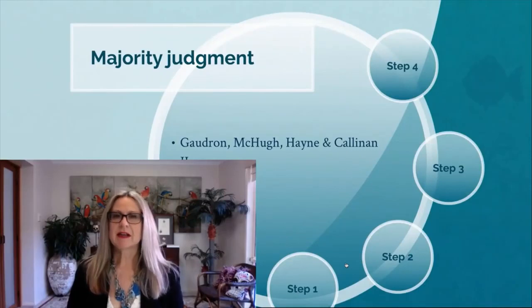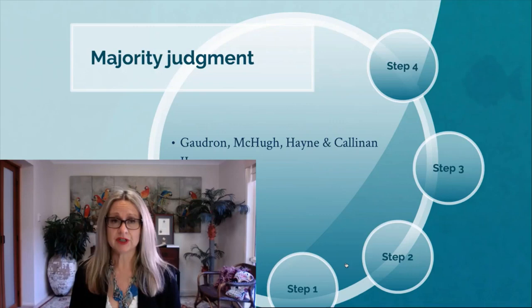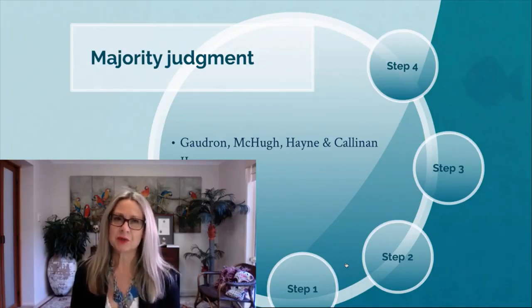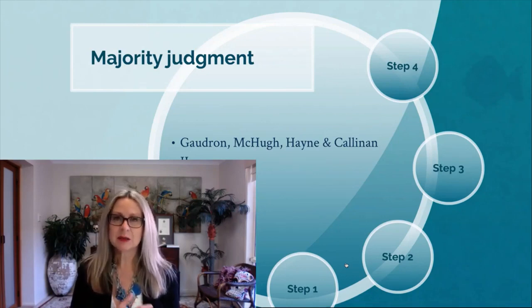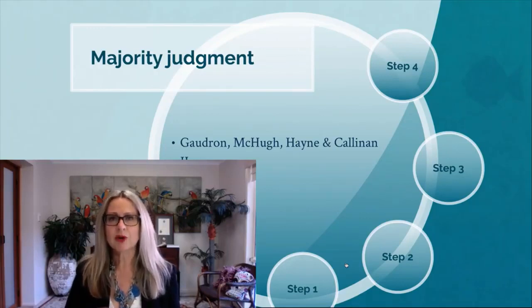So what did the majority say about the issue? Well, we have Gordon, McHugh, Hayne and Callinan joining in the majority judgment. Obviously, where you've got a 4-to-1 split and a 4-judge majority judgment, it's going to carry a heck of a lot of weight. I really like this judgment because of the way that they go about their reasoning. Nice and clear. The steps proceed from one to the next very logically, and it's great for beginner law students to follow through what they do and note their reasoning on the way through.